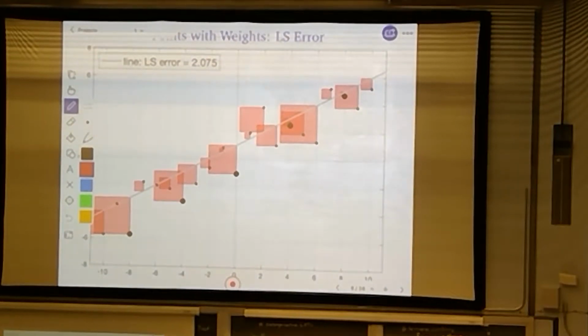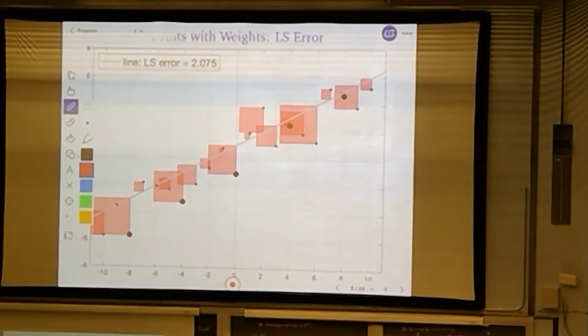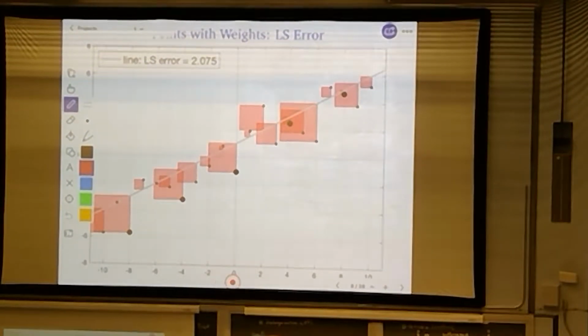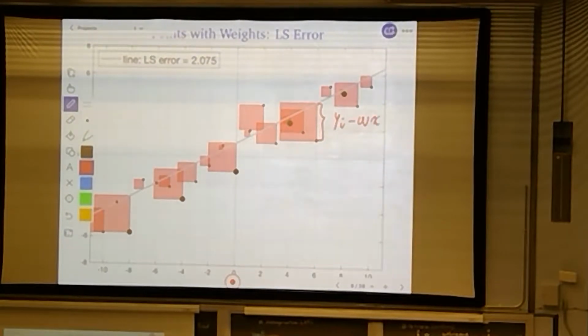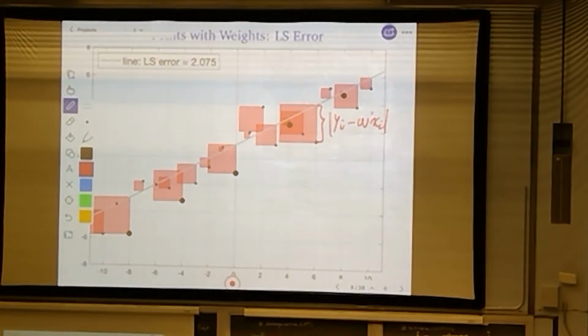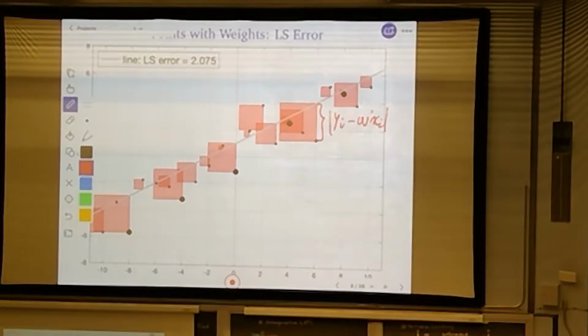If I just perform least square on these points, so the weights are ignored, for this particular line, I will calculate the prediction error. This is yi minus wxi. This is the absolute error, but it's squared, so I give this square box. Okay?